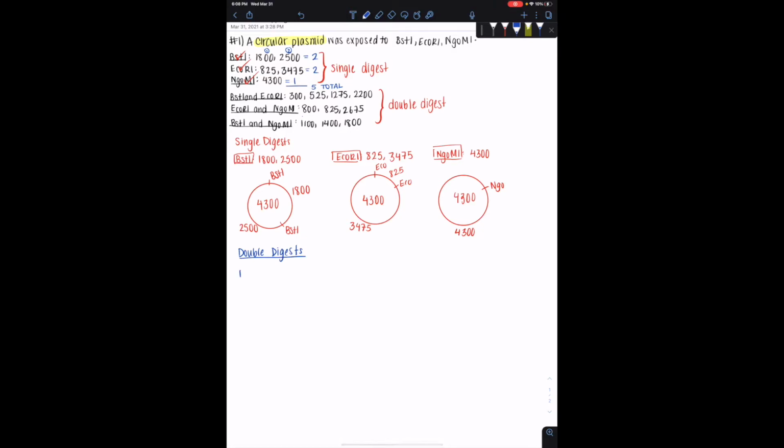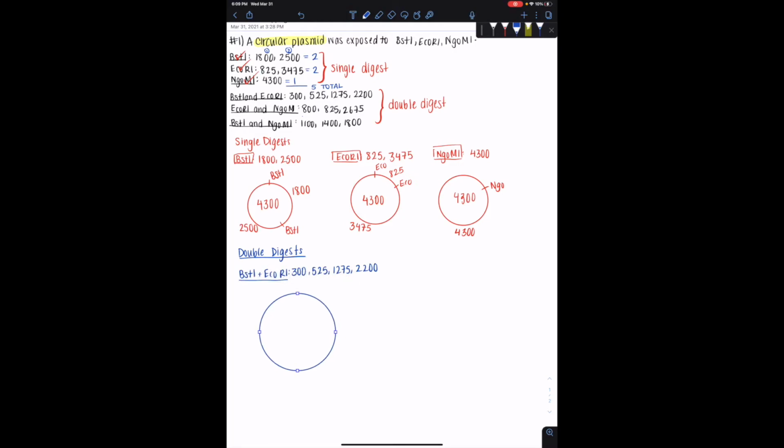We have BST1 plus ECO R1. And the numbers we're going to be working with are 300, 525, 1275, and 2200. So we have 4 fragments, and these are the sizes of those fragments. Let's draw a circle. This is our plasmid.